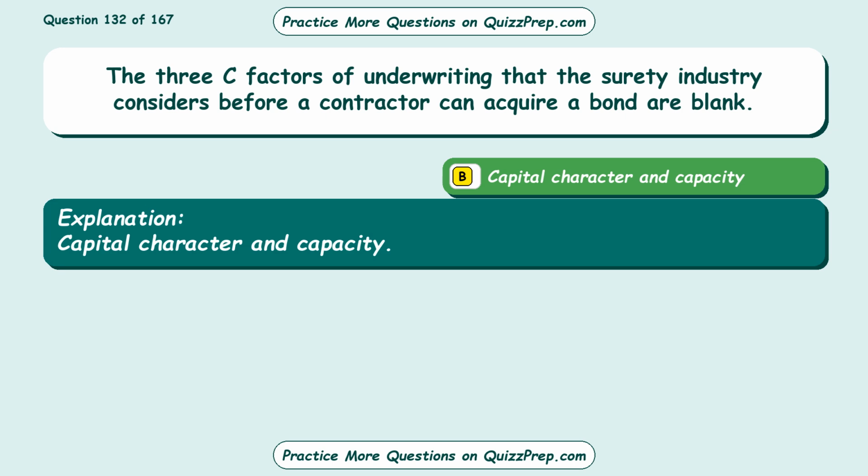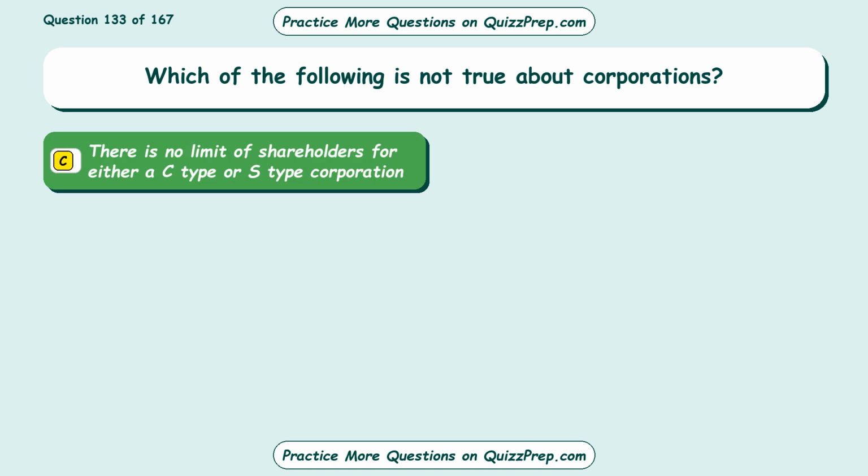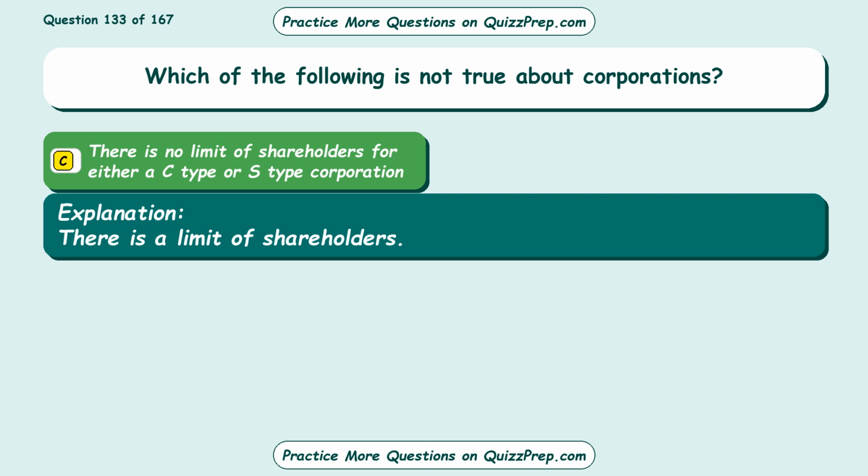Capital character and capacity. Question 133. Which of the following is not true about corporations? Option A. With an S corporation there is no corporate tax as you pay taxes individually. Option B. Closely held corporations operate more informally. Option C. There is no limit of shareholders for either a C-type or S-type corporation. Option D. C-type corporations have the possibility of double taxation. The correct answer is option C. There is a limit of shareholders.